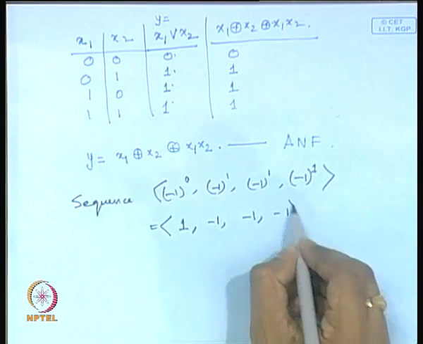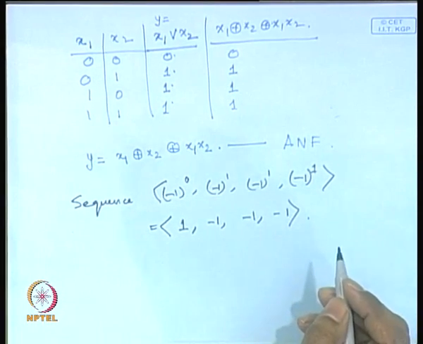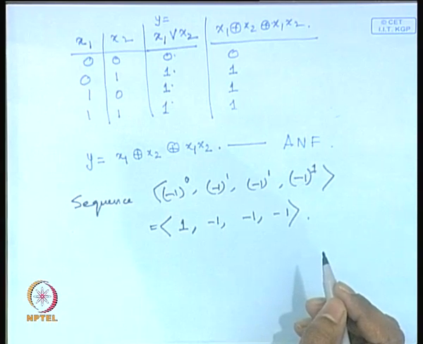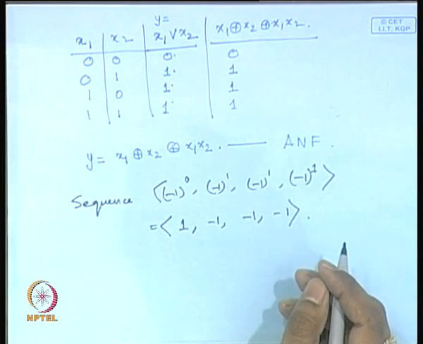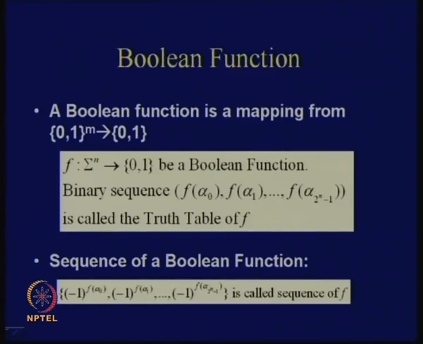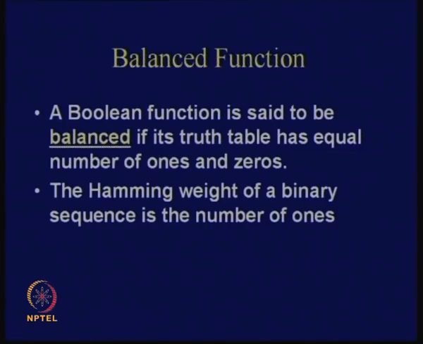So in a sequence each of the elements can be either +1 or -1. That is how the sequence of a truth table for a given Boolean function is defined. Then we will see certain criteria which a good Boolean function should satisfy.